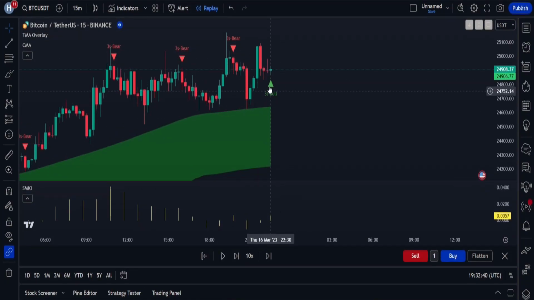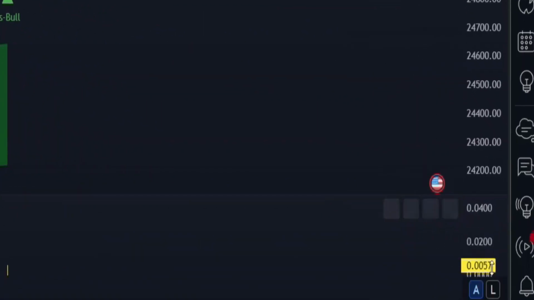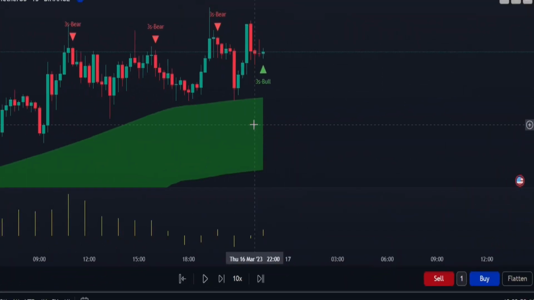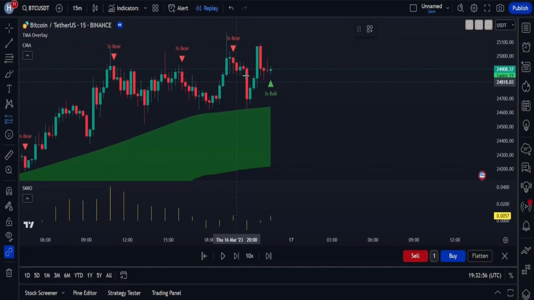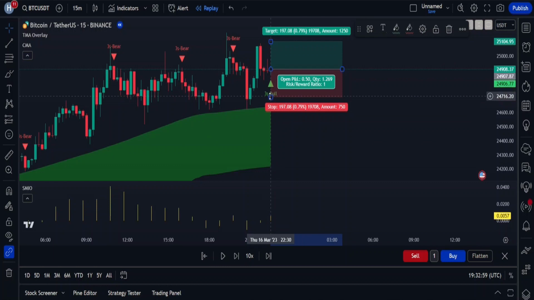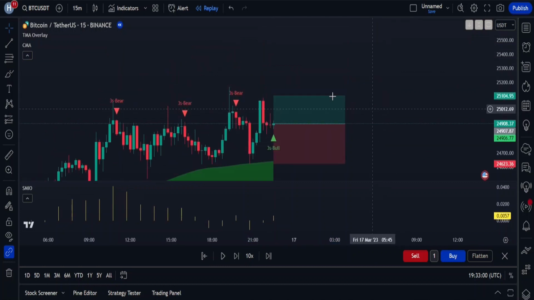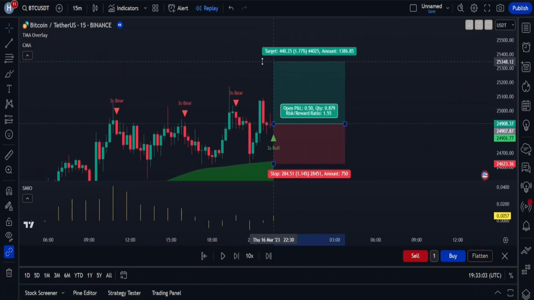Here we can see we got a buy signal from the TMA indicator. Next, we will confirm this signal by looking at the SMI indicator, and we can see the histogram is above the 0 level here. And for the final confirmation, we can see the price is above the CMA indicator and it is green in color. So I'll open a buy position here, set the stop loss at the recent swing low, and the take profit target of 1.5.